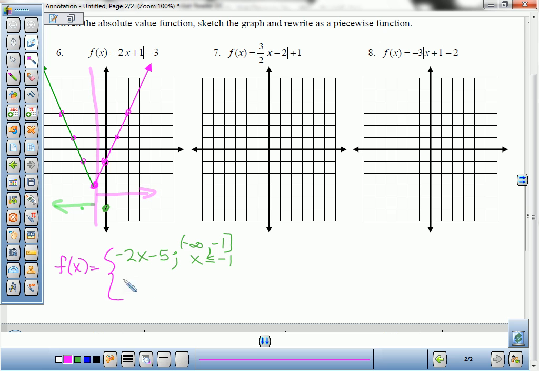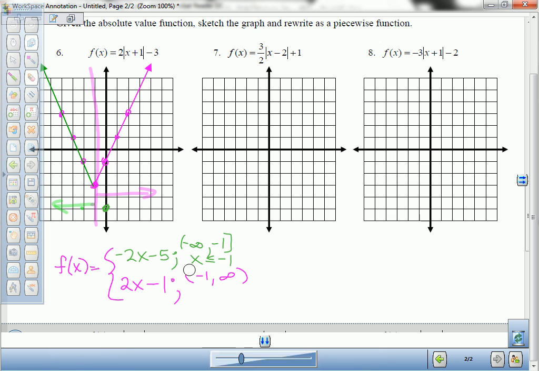This would be up 2 over 1, and this one has a y-intercept of negative 1. So this would go from negative 1 to infinity, or x is greater than negative 1. So they should match which side of that line you're on. Okay, so for me, I'll take either one of these. If your teachers want the inequality, there it is, okay?